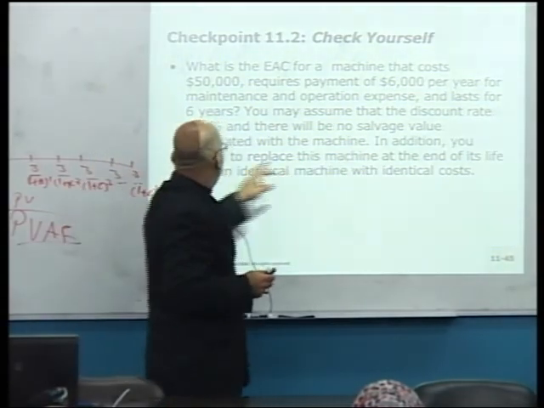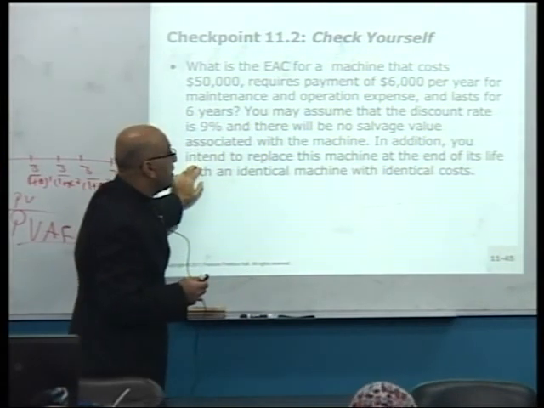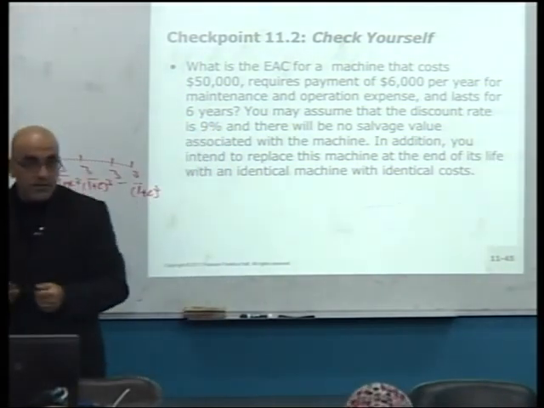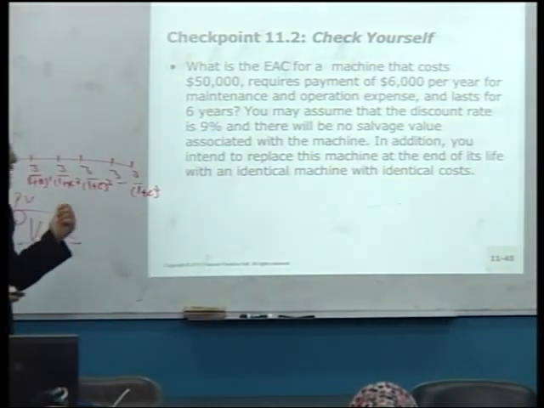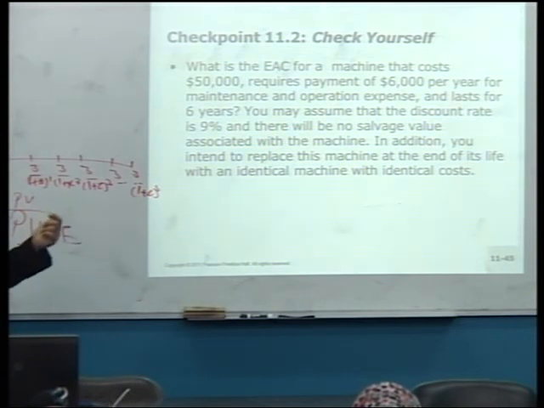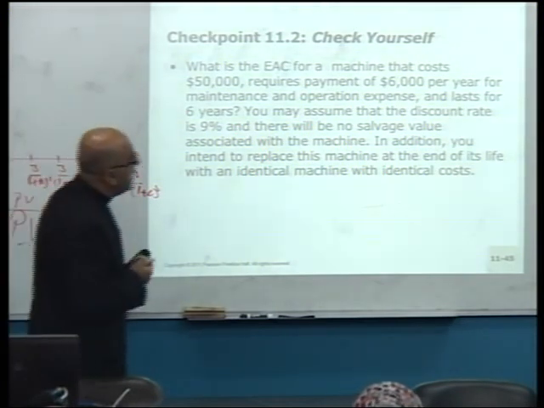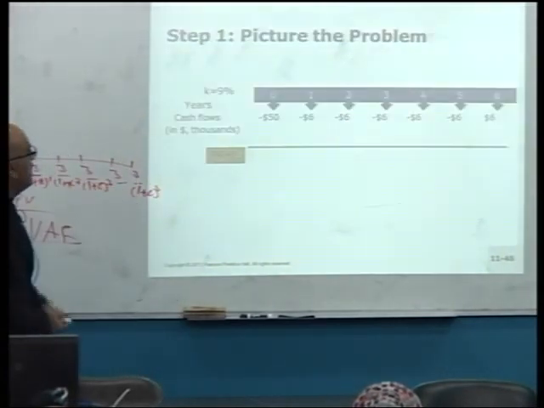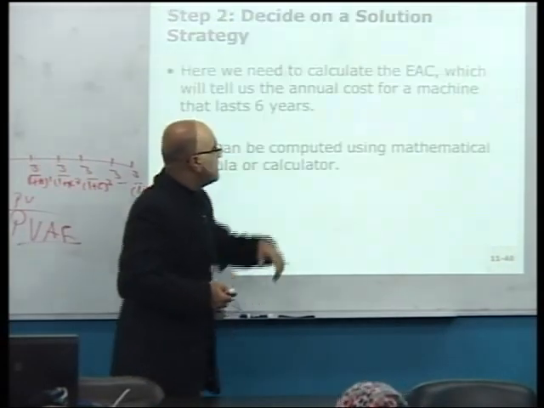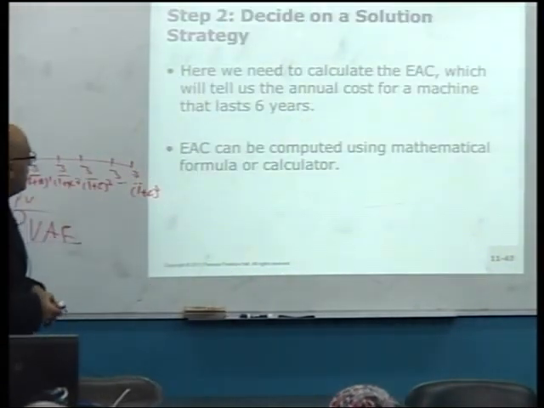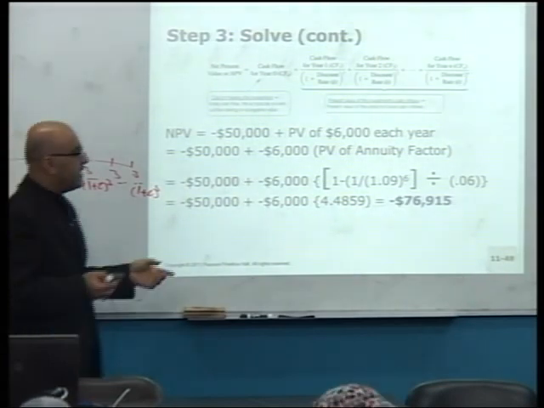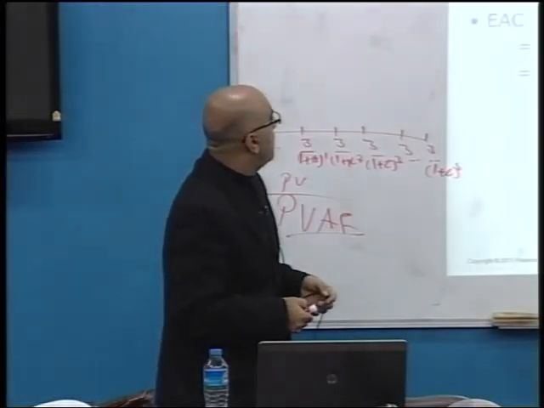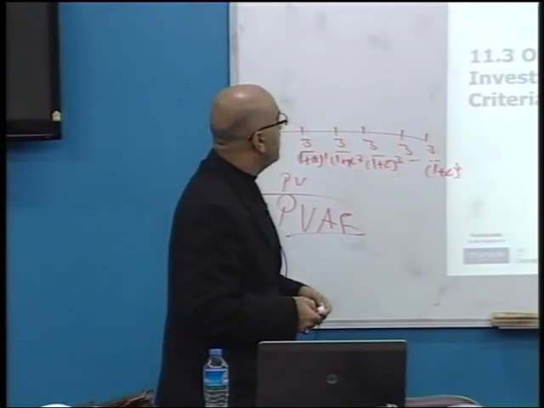In addition, you intend to replace this machine at the end of its life with an identical machine with identical cost. So now, what is the equivalent annual cost? Just try to apply this equation. You will have 50,000 plus 6,000. And the answer is 76,000. So try to do it by yourself, okay? And you will get the answer.